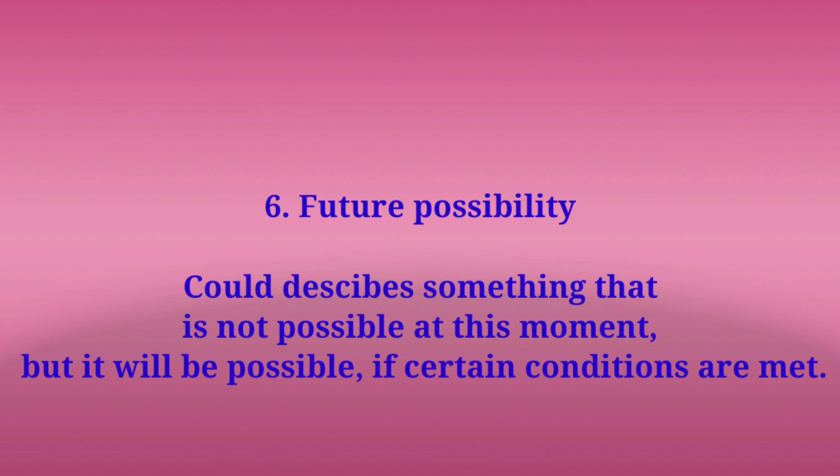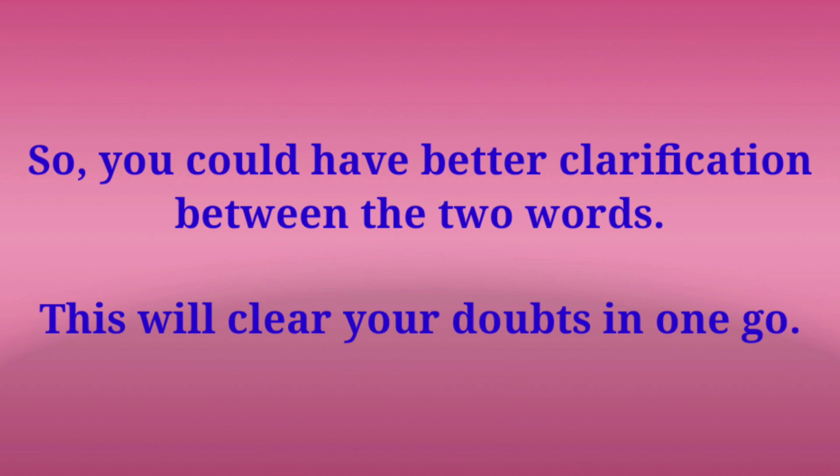Next use of could is for future possibility. When we are talking about future possibility, could describes something that is not possible at this moment but will be possible if certain conditions are met. For example, we could go on a trip if the rain stops. So you could have better clarification between the two words by watching this video. This will clear your doubts in one go about the usage of can and could in your sentences.